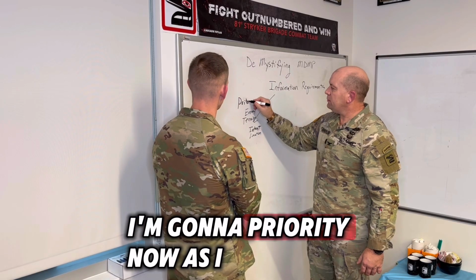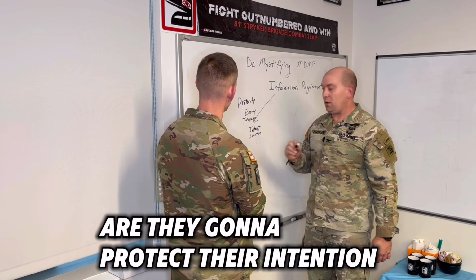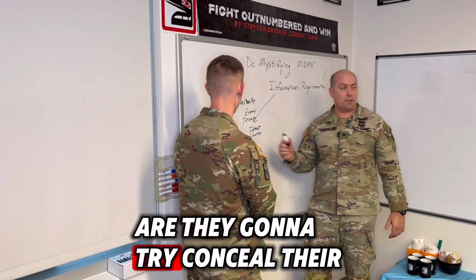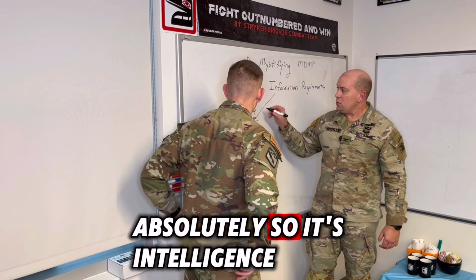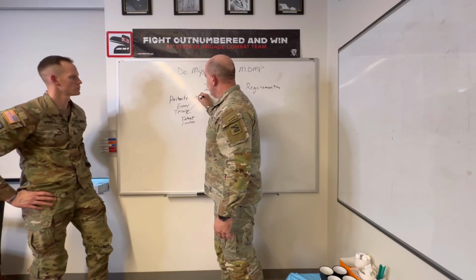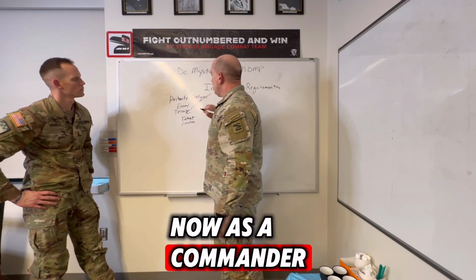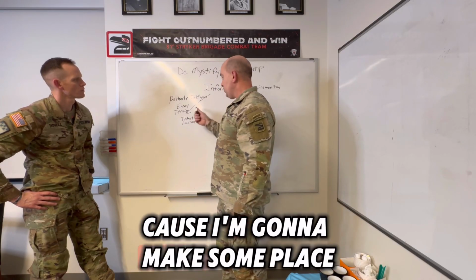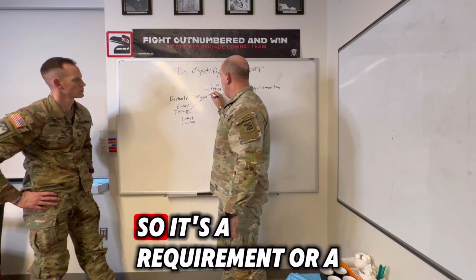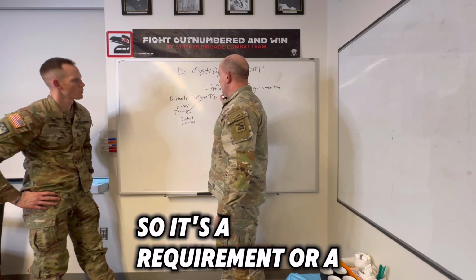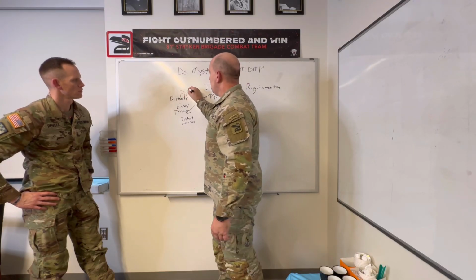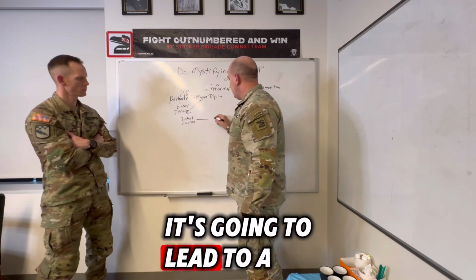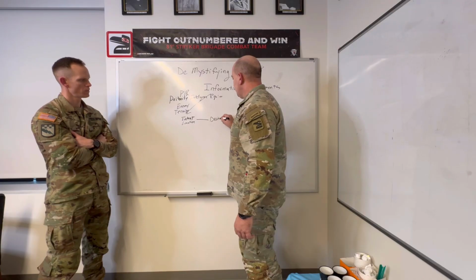Now, as I said before, are the enemy going to protect their intention? Yeah, they're going to guard their plan. Are they going to try to conceal their location? Yes, absolutely. So it's intelligence. Now, as a commander, is it a requirement for me to know that? Because I'm going to place a lot of my plan on this. So it's a requirement, or a PIR. And because I'm required to know that, it's going to lead to a decision.